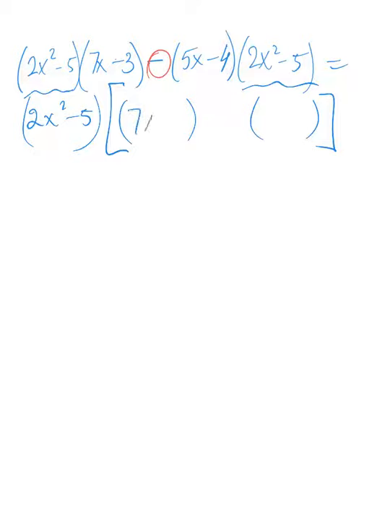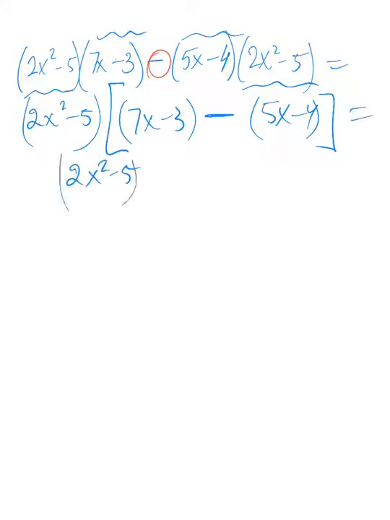So 7x minus 3 is the first leftover, minus the second, 5x minus 4. Now you can see why these brackets and parentheses are important, because as I combine them, I will need to change the signs because I'm subtracting the second binomial, 5x minus 4. I need to write 7x minus 5x, 2x, and then minus 3 plus 4, so that will be plus 1, and that's my answer.